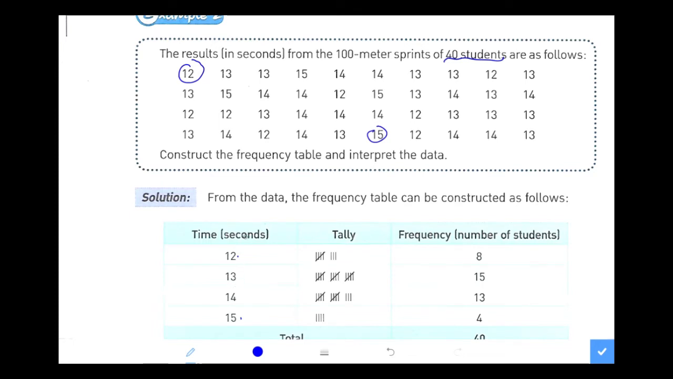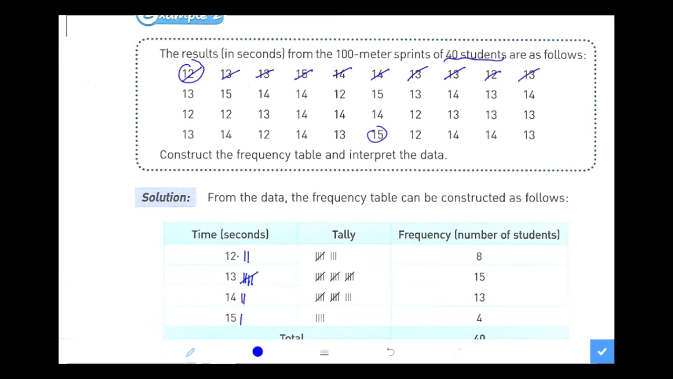Now you go for tally. So you go like this. 12, then you mark 1 there. Next one is 13, you mark another one there. Next one is 13, you mark another one there. Next one is 15, you mark another one there. You know what I mean, right? Then 14, you mark it there. You just have to go one by one. Like 13, 13, 12, 13, 13. You have 5 of them now.